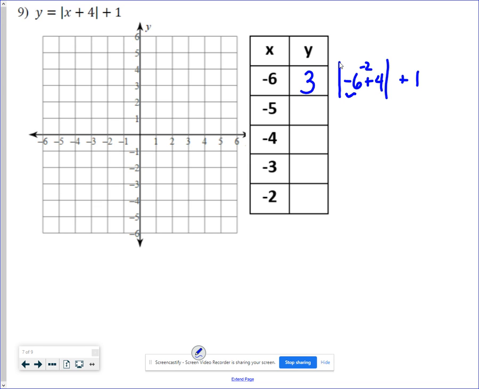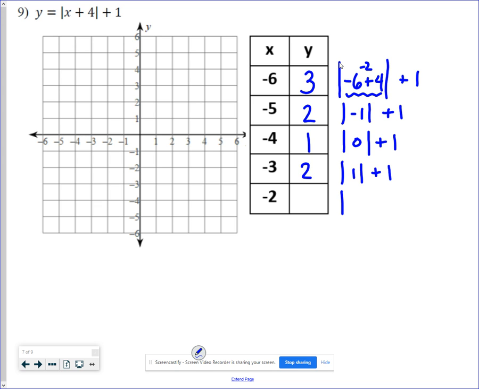I'm thinking that we should be able to do this part in our heads, I hope. So inside my absolute value, -5 plus 4 would be a -1. The absolute value of -1 is 1, plus 1 would be 2. When I put in -4, -4 plus 4 is 0. Well, the absolute value of that is going to be 0. And then we add 1 and we get 1. When I put in a -3, -3 plus 4 would be 1. And the absolute value of that is 1, plus 1 is 2. You can see we're coming back up again.